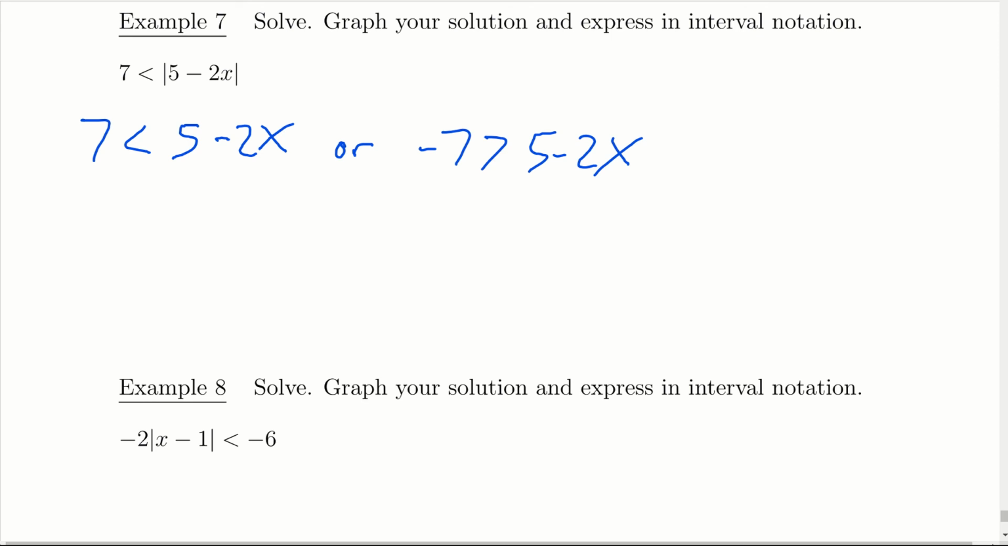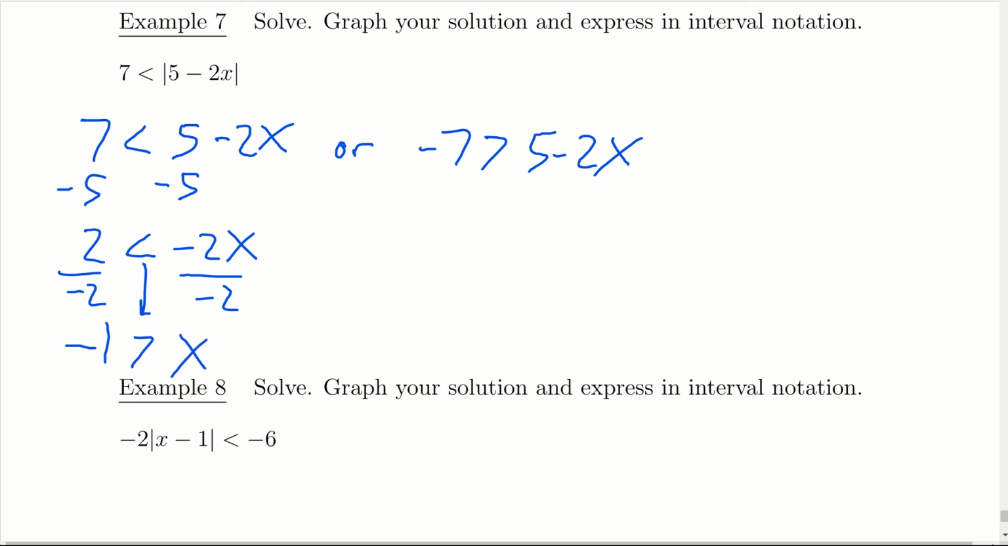From here, we want to go ahead and solve this. We can subtract 5 from both sides. We get 2 is less than negative 2x. Now to get the x by itself, we have to divide both sides by negative 2. Remember, that's going to change the direction of the inequality. So we have negative 1. This will change now to a greater than x.